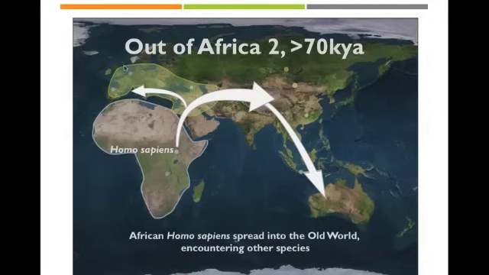And along the way, we encountered other groups of hominins who were already occupying those spaces. So one of the questions that we have as anthropologists and archaeologists is, what happened when we encountered these other species? Did we fight? Did we ignore each other? Did we have babies? Well, one thing is for sure. We know that at least at some times, in some places, early Homo sapiens that were expanding into the old world did interbreed with these other hominin groups.